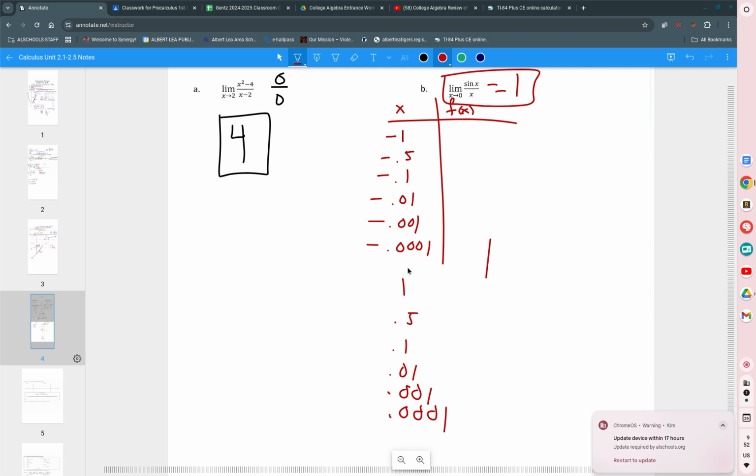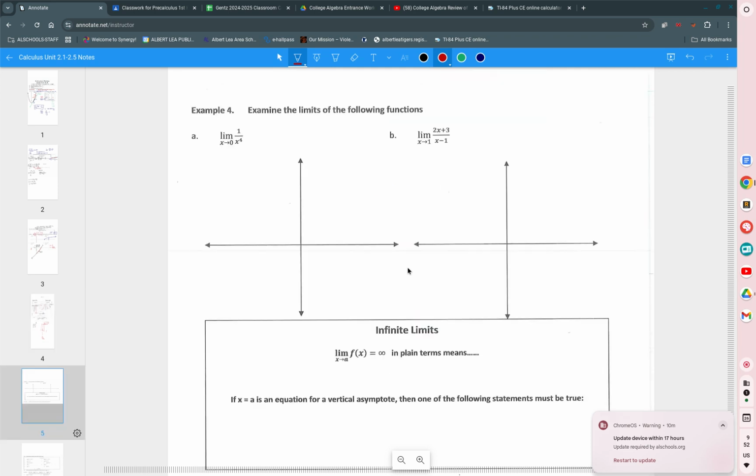We good? Okay, last part. Examine the limits of the following functions. So you should be able to type it into your calculator, or you should be able to look at the table. I happen to know the graph of 1 over x to the fourth and what it looks like. It looks like this. It's a reciprocal function like that. Okay?